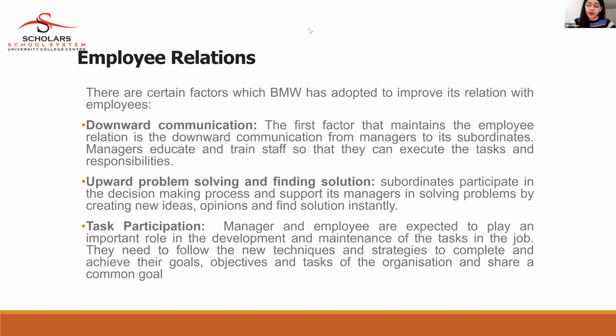Of course, there is downward communication because it is such a huge organization. There needs to be some sort of hierarchical chain of command so that information is passed smoothly throughout the organization. So the first factor that maintains employee relations is the downward communication from managers to their subordinates. Managers educate and train staff so that they can execute their tasks and responsibilities properly.